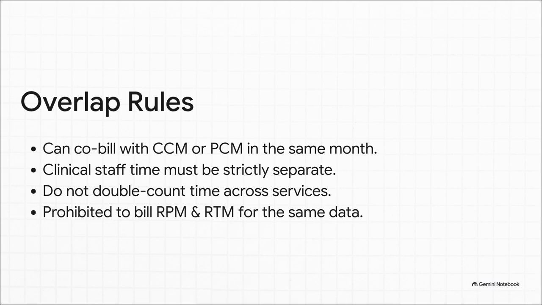If a nurse spends 20 minutes reviewing blood pressure data and calling the patient for RPM, those 20 minutes belong exclusively to 99457. You cannot take those same 20 minutes and apply them toward your 20-minute threshold for CCM code 99490. You would need a total of 40 distinct minutes to bill both. Furthermore, the guidelines prohibit billing RPM and RTM concurrently for the exact same target data set in the same month. You just have to pick the most appropriate framework based on the primary clinical focus.